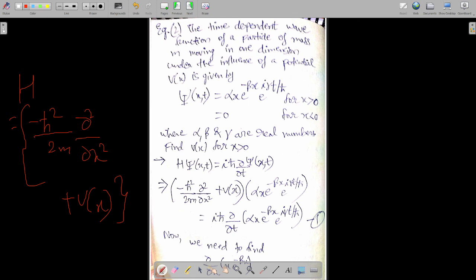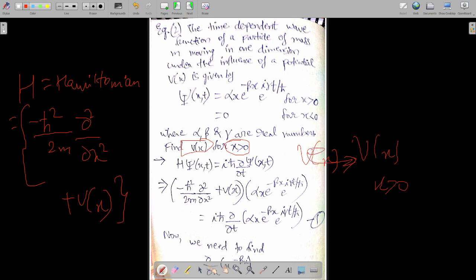So this is your Hamiltonian, and it is defined like this. It is the Hamiltonian operator. I have put the value over here, and the psi of x comma t value I will put from here. It is clearly given in the problem that you have to find v of x for x greater than 0. What does this mean?